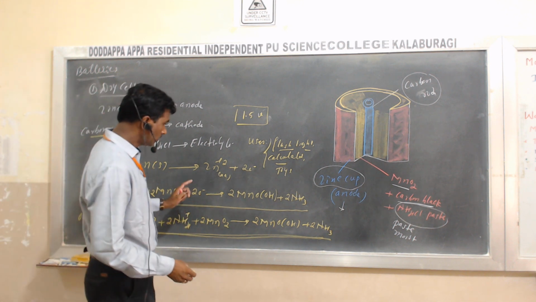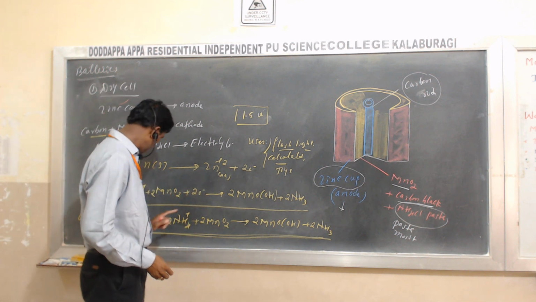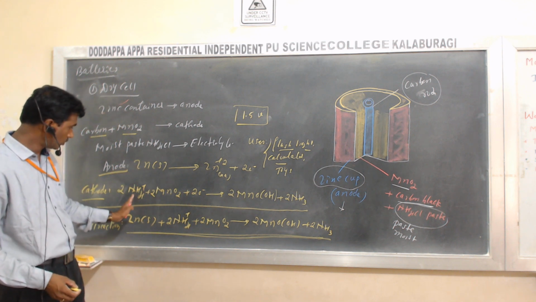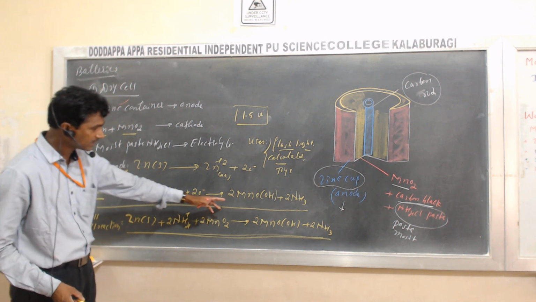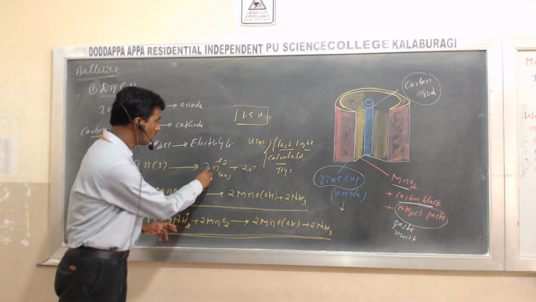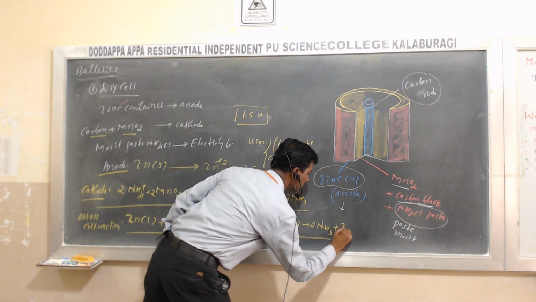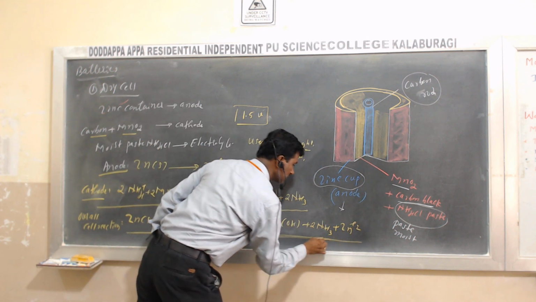Next, the left hand side is zinc, 2 NH4+ and 2 MnO2. The right hand side is 2 MnOOH plus 2 NH3. One more we have left, that is Zn2+. So this is the overall reaction.